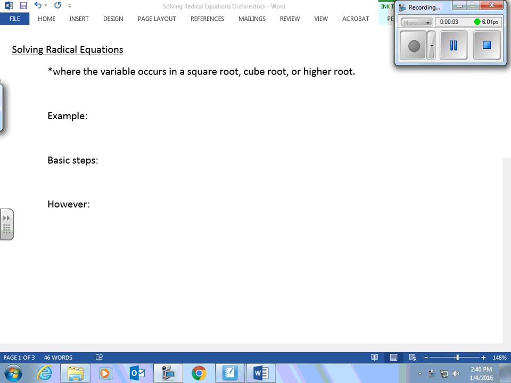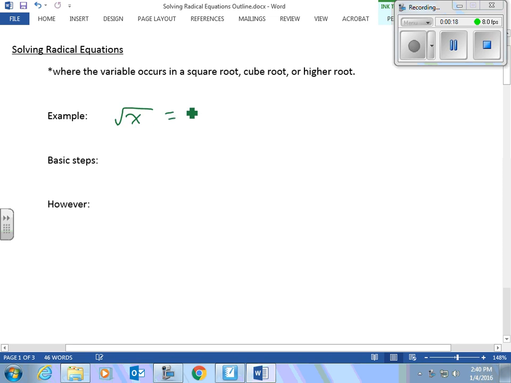In this lesson, we're going to look at how to solve a radical equation. A radical equation is one where the variable occurs in a square root, a cube root, or a higher root. A very basic example of that would be the square root of x equals 7. So the basic step would be, well, I want to get 1x, so why don't I square both sides?